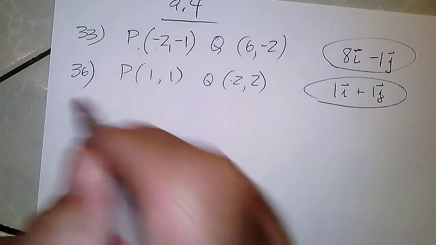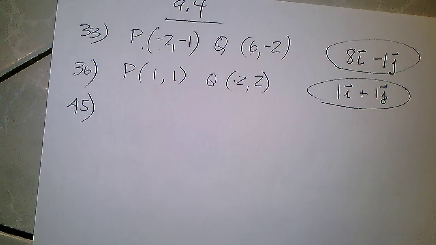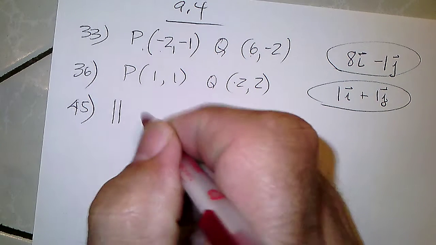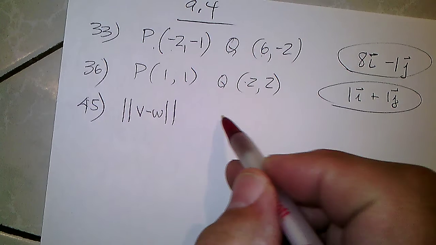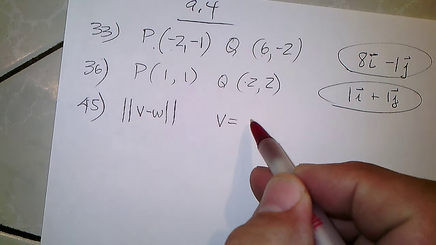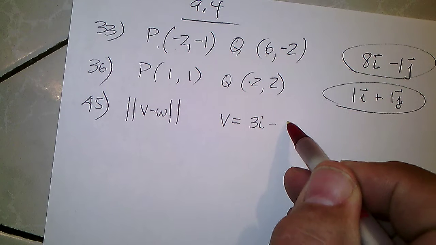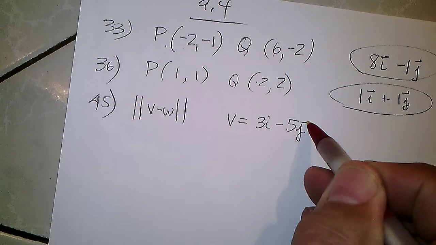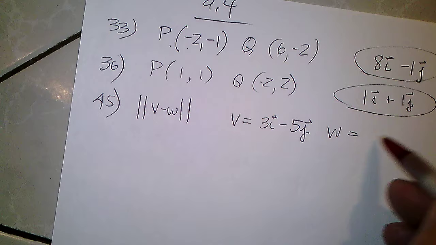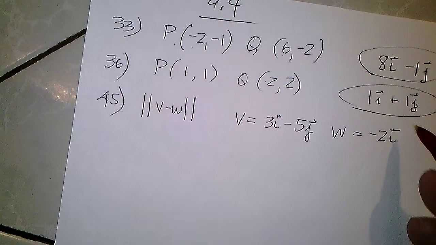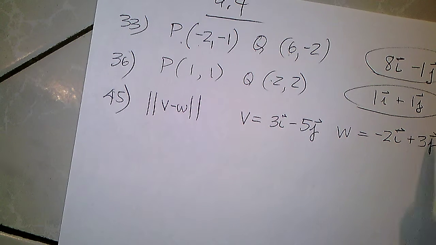Next one is 45. And 45 says find out how long the norm of V minus W is. So first we have to find out what V minus W is. V is 3 in the X direction minus 5 in the Y direction. W is -2 in the X direction plus 3 in the Y direction.